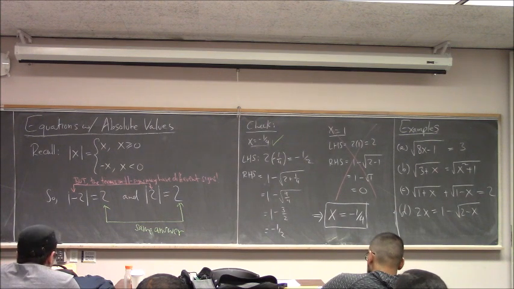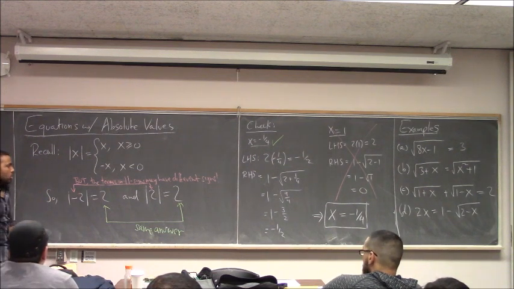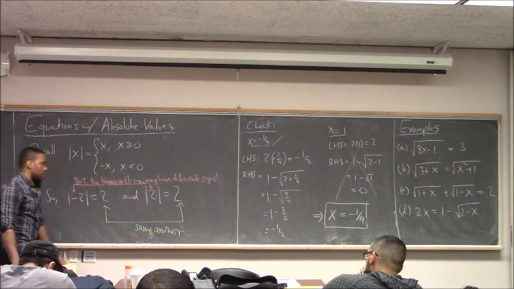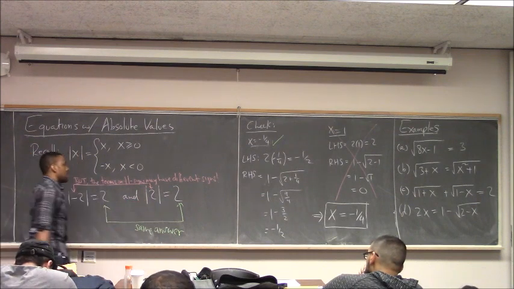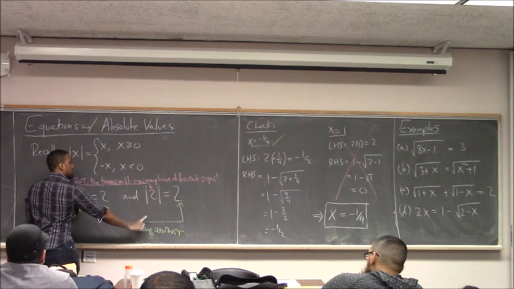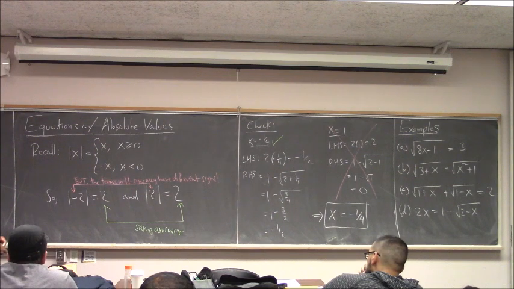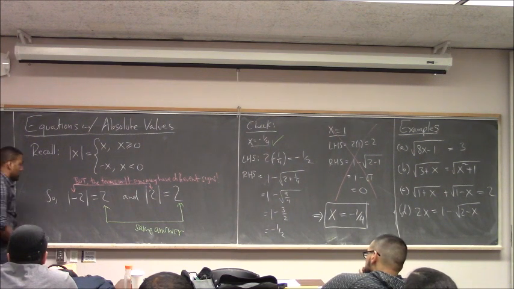You have to consider both scenarios. Is the thing inside the absolute values the negative of what I'm seeing, or is it the positive of what I'm seeing? Because both outputs are going to be the same, but you have to sort of consider both possibilities inside the absolute values. So what that really means is that each absolute value equation, you really break it down into two possible equations.